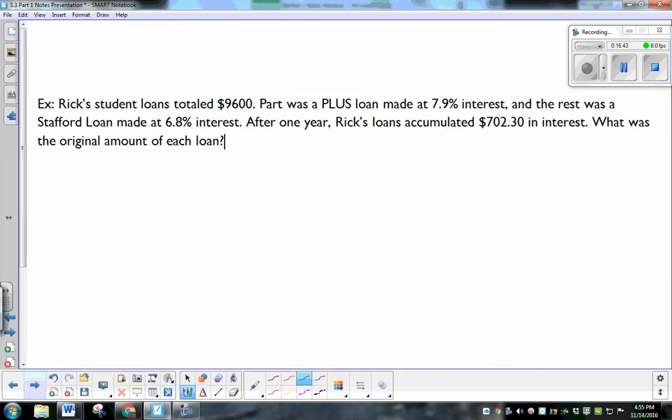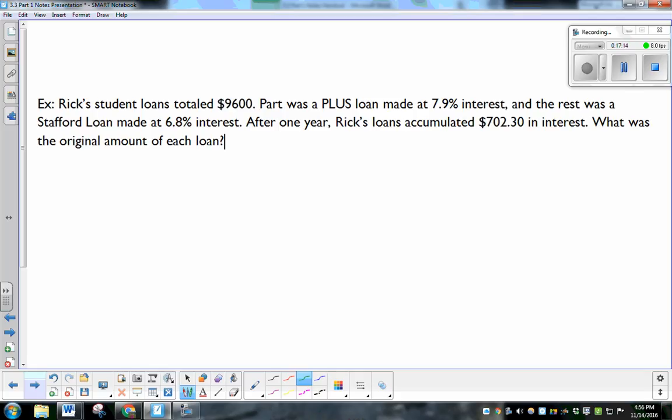Let's do it. All right, Rick's student loans totaled $9,600. Wow, Rick's a lucky guy. It's not very much. Part was a PLUS loan, which was 7.9% interest. And the rest of it was a Stafford loan, which was 6.8% interest. So he's going to end up paying more than $9,600. He's got to pay interest on these loans too. After a year, his loans accumulated $702.30 in interest. What was the original amount of each loan?